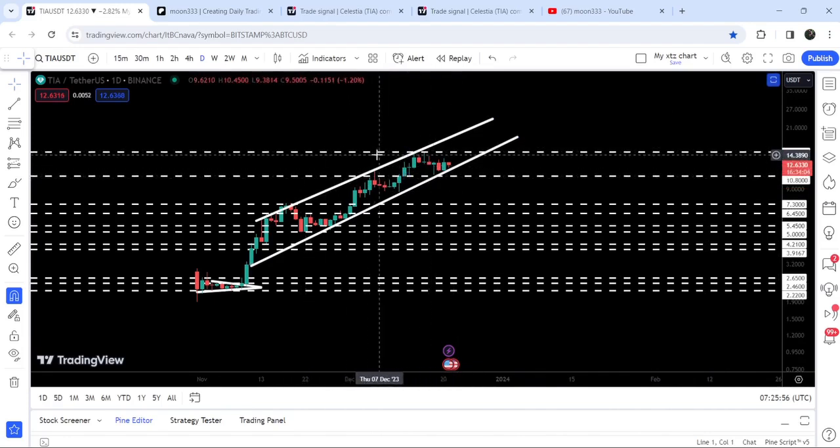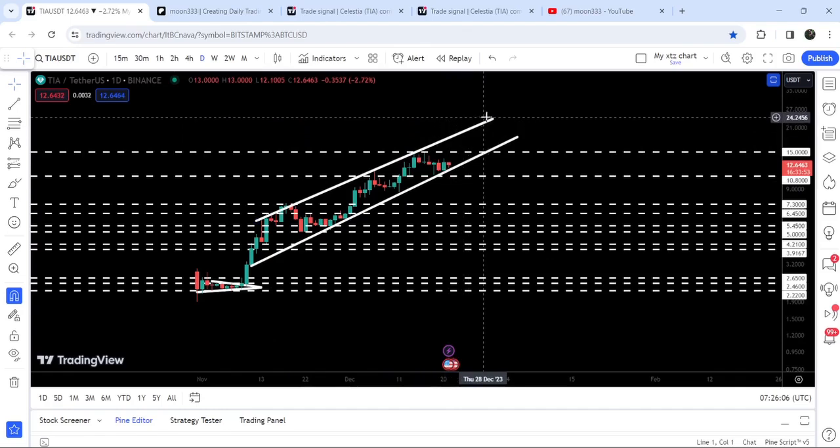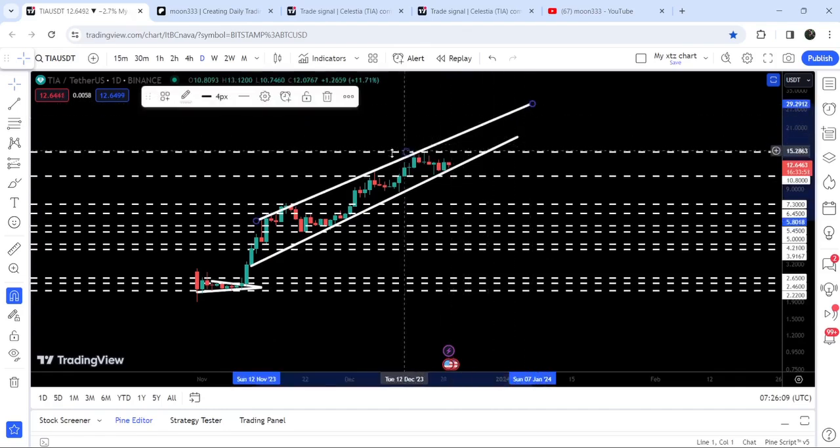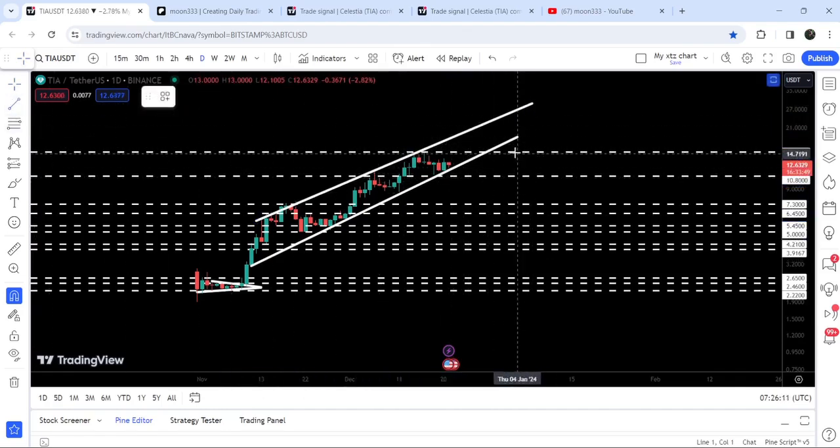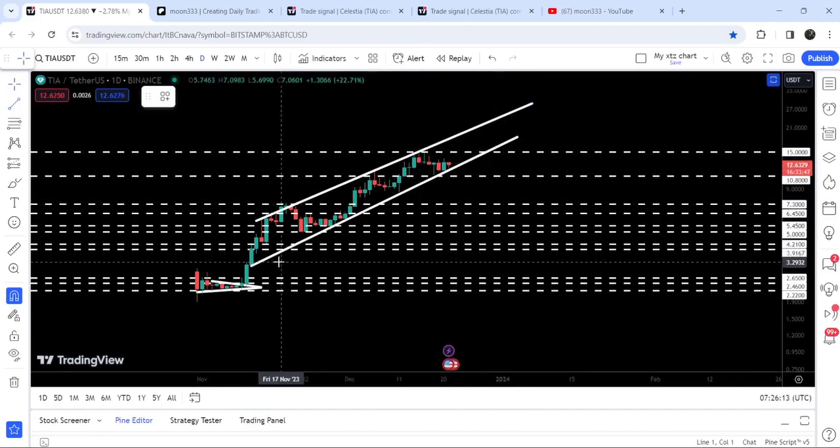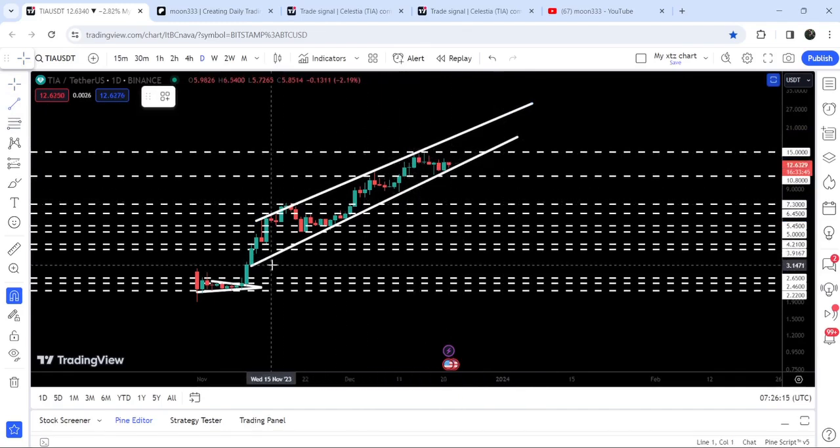After that, the next major resistance will be here at $15. In order to continue this rally to the upside, we will need to break out the $15 resistance and also the resistance of this rising wedge pattern as well. Now, if we take a look at the targets, by the way, the target for the breakdown can be quite down at the bottom of the wedge. That will be approximately at $3.15.